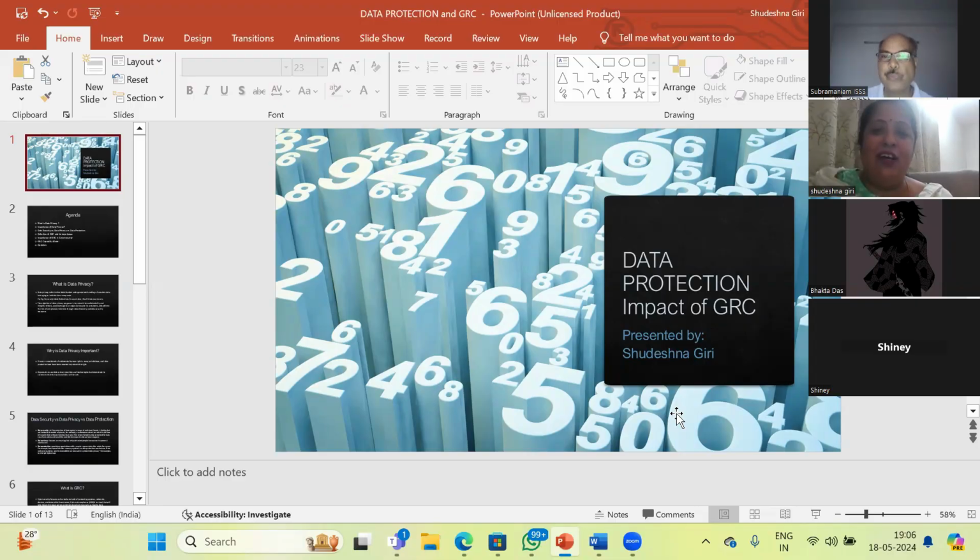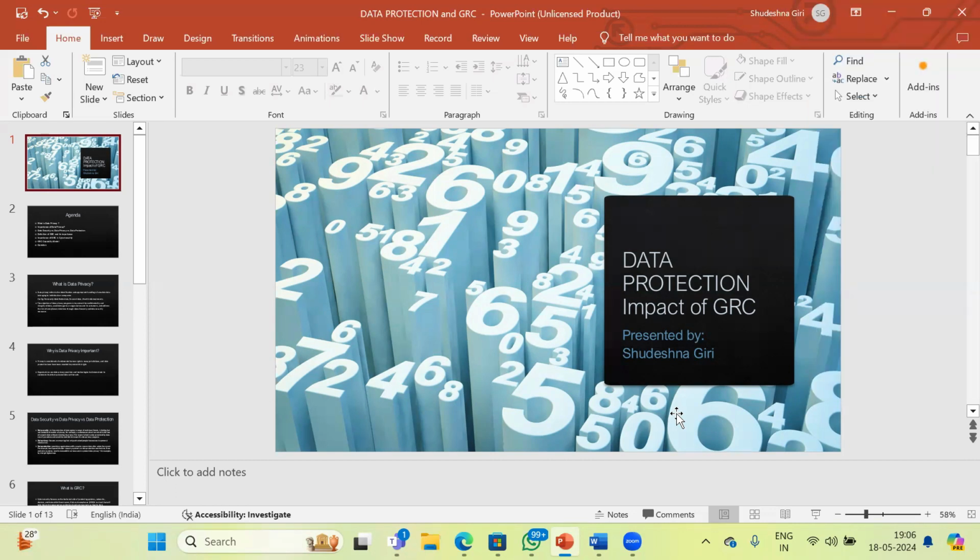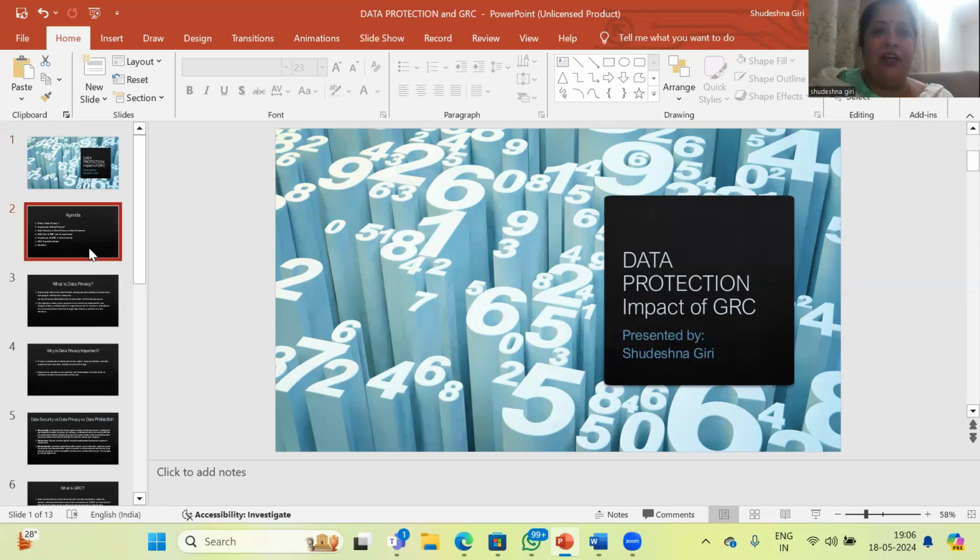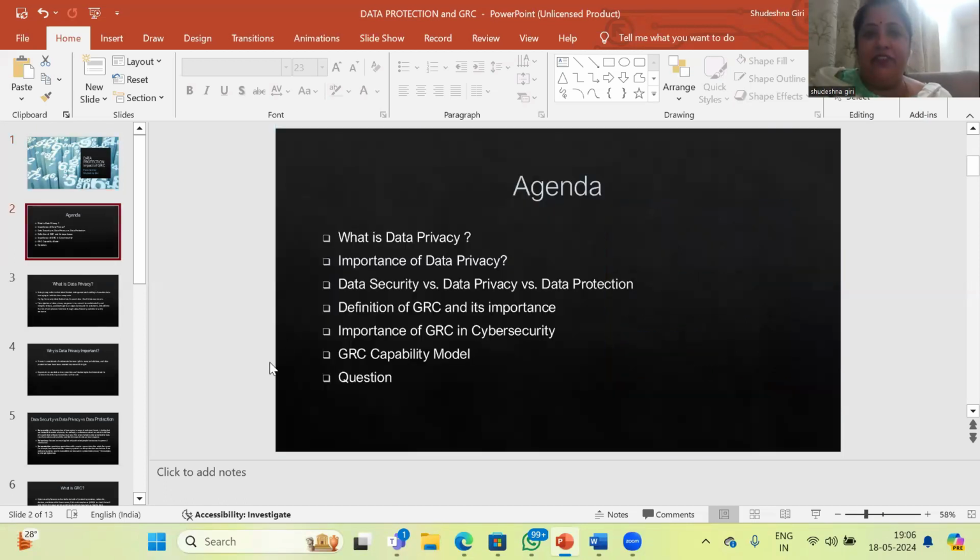I'll be talking about the impact of GRC on data protection or privacy. Today's agenda will cover what data privacy is first, the importance of data privacy, data security versus data privacy versus data protection, the definition of GRC and its importance, and the importance of GRC in cybersecurity. We'll also have a model discussion about the GRC capability model, and then we can end by taking questions and discussing further.